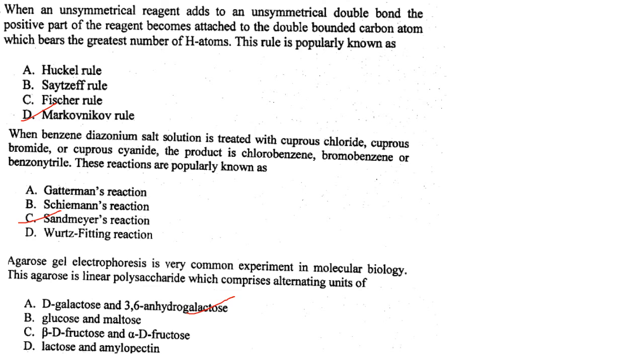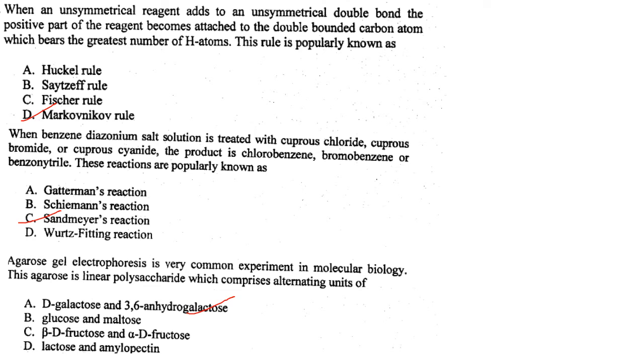Then next one. When benzene diazonium salt solution is treated with cuprous chloride, cuprous bromide or cuprous cyanide, the product is chlorobenzene, bromobenzene or benzonitrile. These reactions are called as Sandmeyer's reaction. Answer is option C. Then next one.